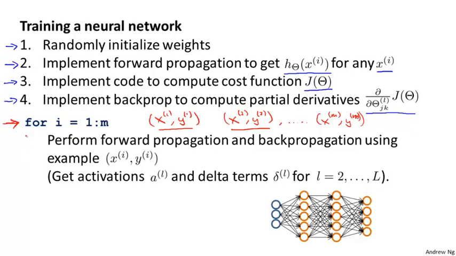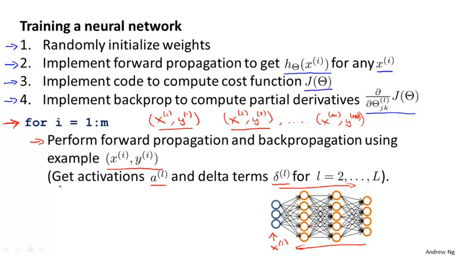So concretely, we have a for loop over my m training examples, and inside the for loop, we're going to perform forward prop and back prop using just this one example. What that means is that we're going to take x(i) and feed that to my input layer, perform forward prop, perform back prop, and that will give me all of these activations and all of these delta terms for all of the layers and all of my units in the neural network.